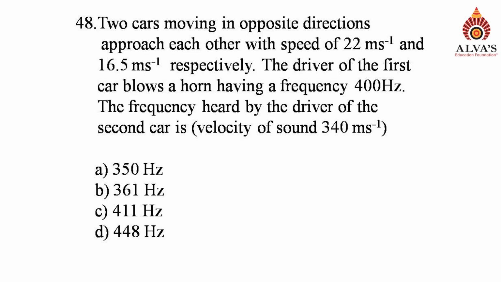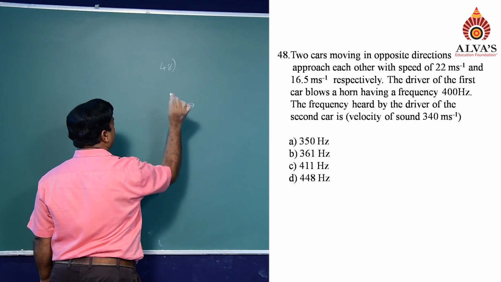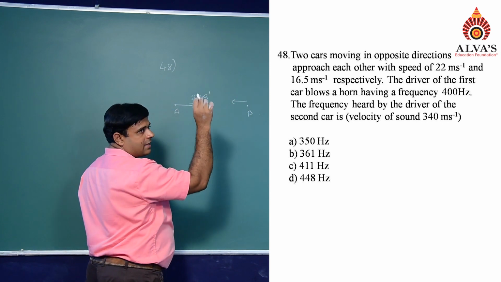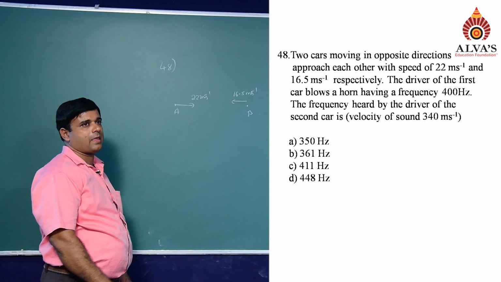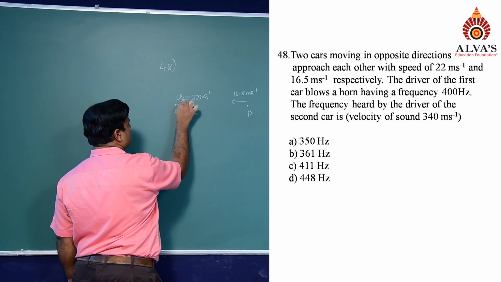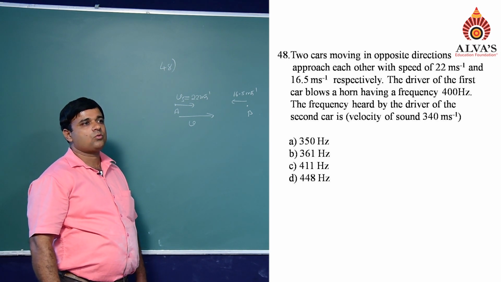Two cars moving in opposite directions approach each other with the speed of 22 meter per second and 16.5 meter per second respectively. The driver of the first car blows a horn having a frequency 400 Hz. The frequency heard by the driver of the second car is, velocity of sound is 340 meter per second. In this question, two cars are approaching each other. Car A is moving with a speed of 22 meter per second and car B is moving with a speed of 16.5 meter per second. The driver of the first car blows a horn having a frequency of 400 Hz. So, the first car is nothing but the source. Sound from the source should move towards the observer in the second car. Find the frequency of the sound heard by the second car.